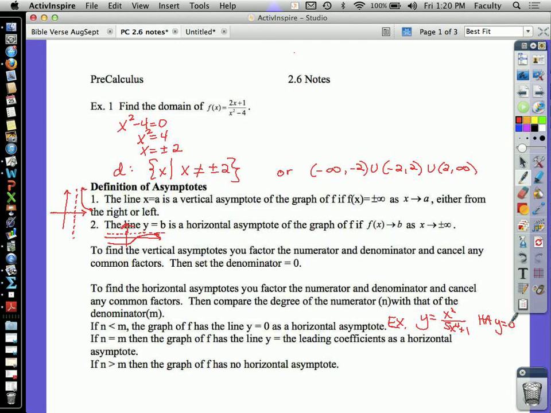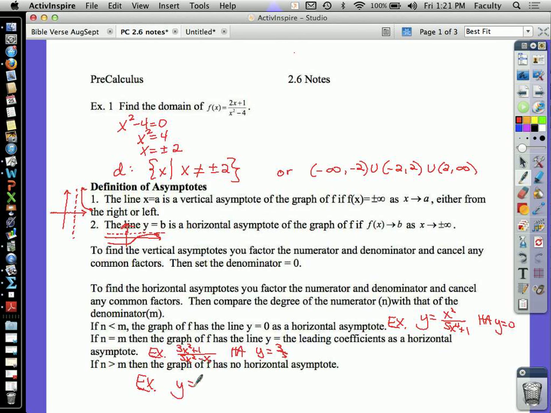If the degrees are equal, so let's say I have 3x squared plus 1 over 5x squared minus x, the horizontal asymptote will be equal to the ratio of the coefficients of those degreed terms. So this would be y equals 3/5. It's the coefficient of the x squareds. If the degree of the numerator is greater than the degree of the denominator, then there's no horizontal asymptote.